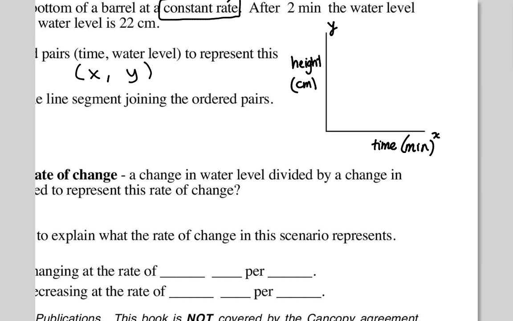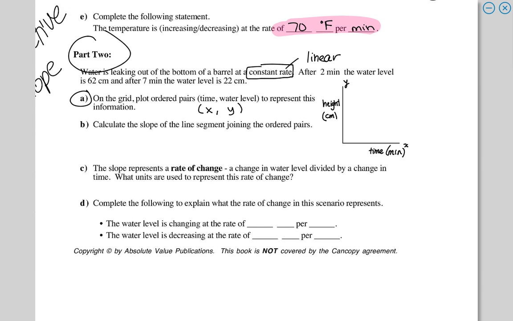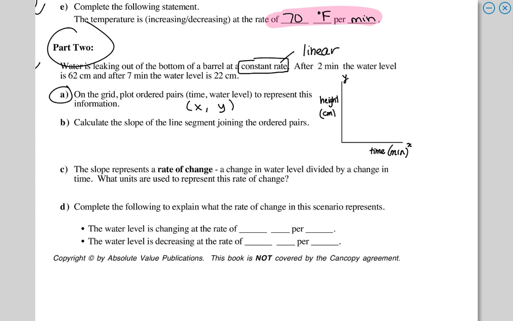So what's that first ordered pair that they gave you? After 2 minutes, 62 centimeters. Put it up here because it's decreasing. At 2, it's 62. And 5 minutes later, it's at 22.